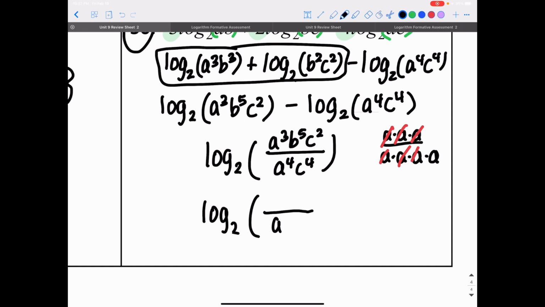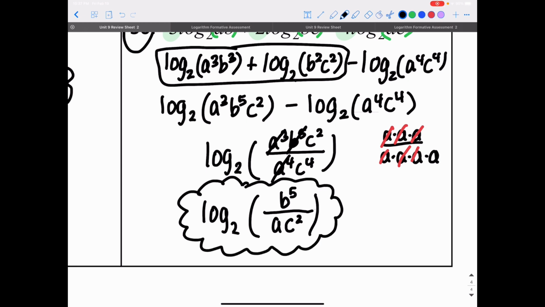In terms of b, I only have b to the 5th power in the top. I took care of my a's. Now I took care of my b's. I have 2 c's in the top and 4 c's in the bottom, which means I'm going to end up with 2 c's in the bottom if I cancel. And this is my final answer. It's a single logarithm by itself with something inside, no fraction exponents. I'm finished.